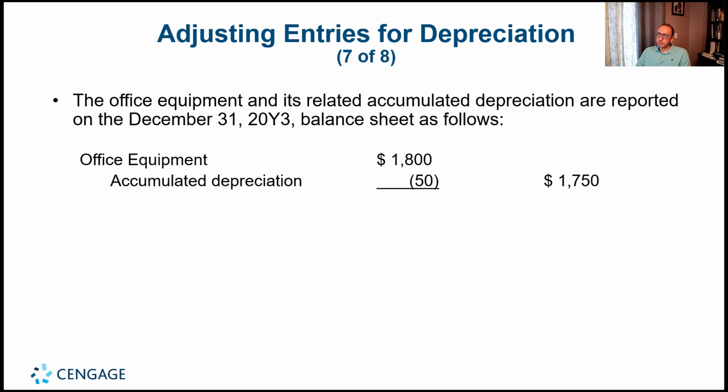So the office equipment and its related accumulated depreciation are reported on the December 31st, year 3 balance sheet as follows. We show the office equipment's original cost, $1,800, and then, by the way, this is not a credit, it's just a tab here. We have accumulated depreciation of $50 between parentheses, indicating that this is subtracted to get the net book value of $1,750. So I hope this is clear for you.